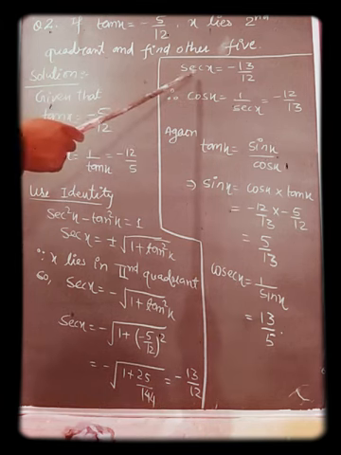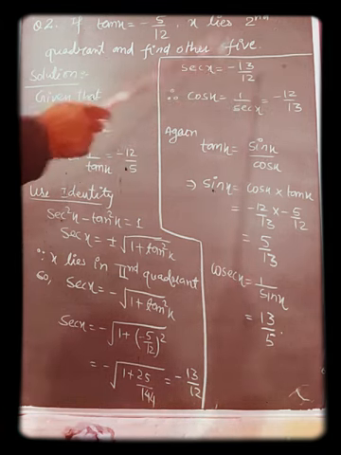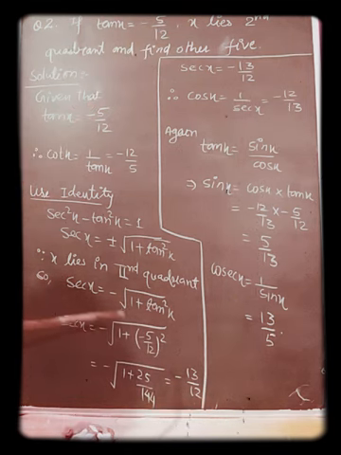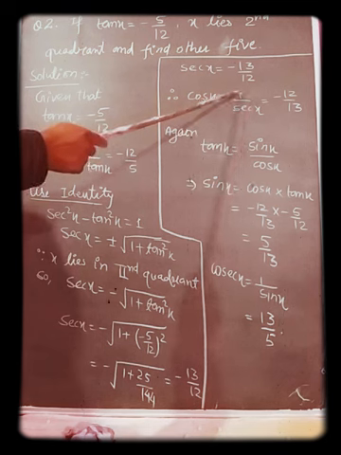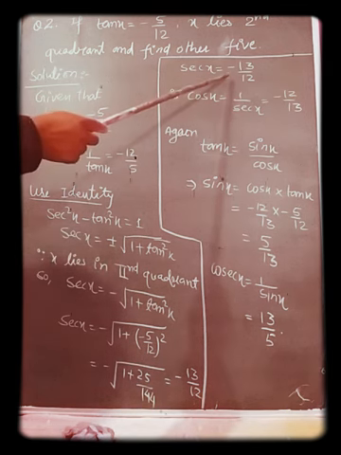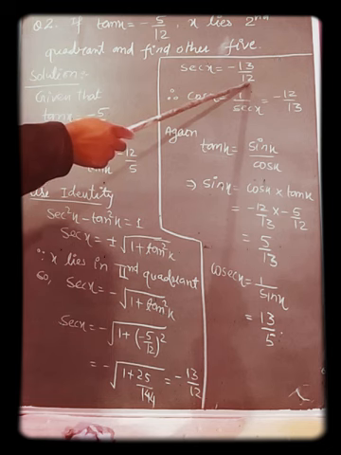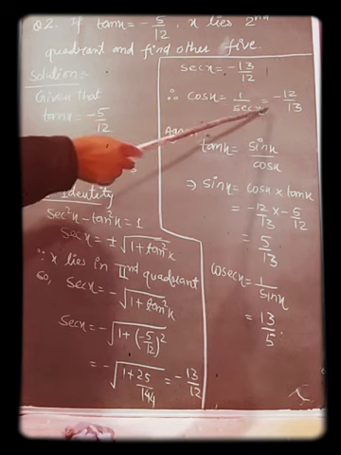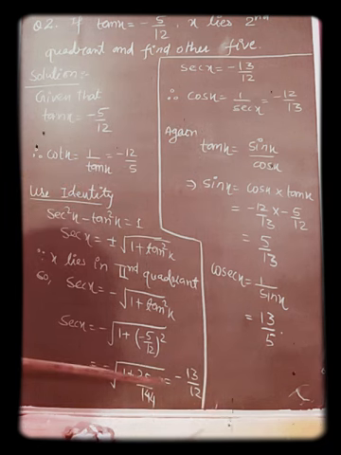After solving, sec of x equal to minus 13 by 12. Therefore, cos of x equal to 1 by sec of x. We have sec x equal to minus 13 by 12. So, after reciprocal, we get cos of x equal to minus 12 by 13.